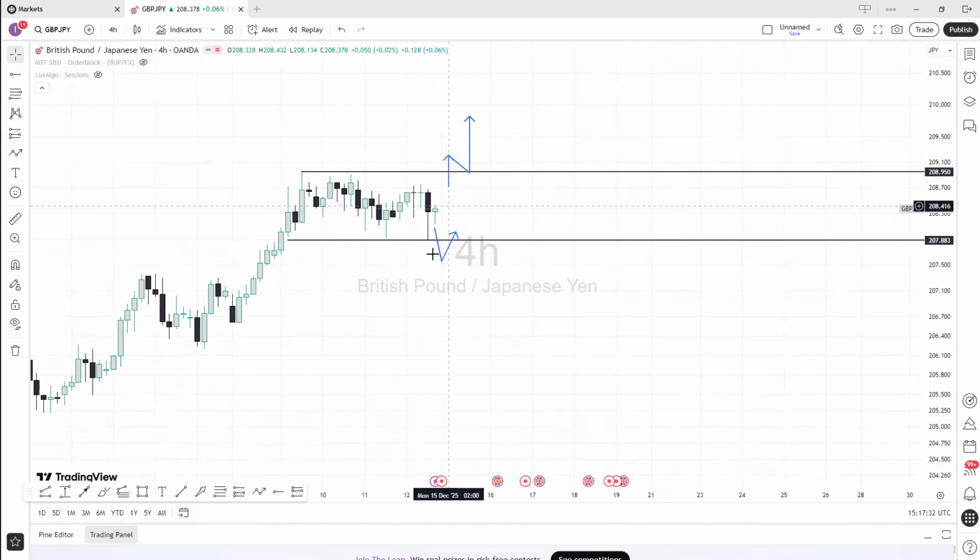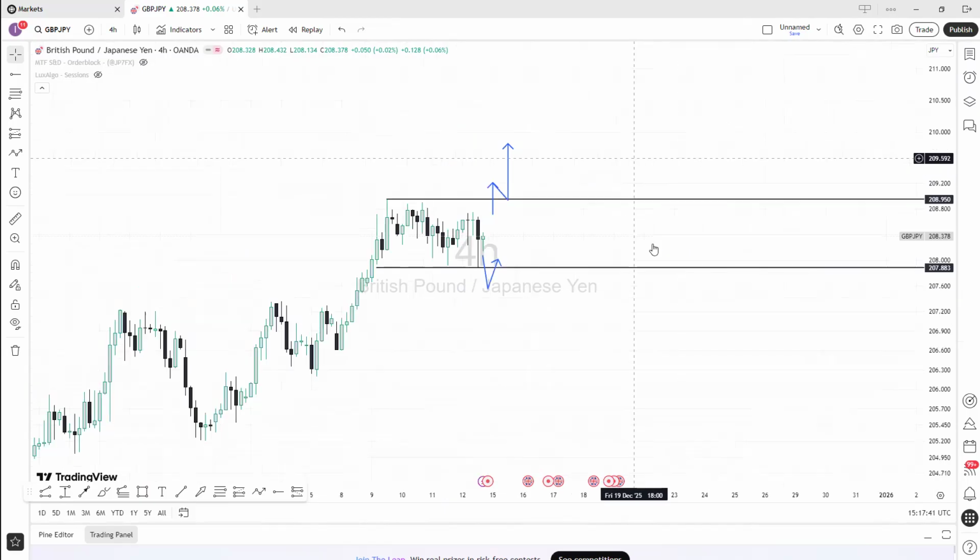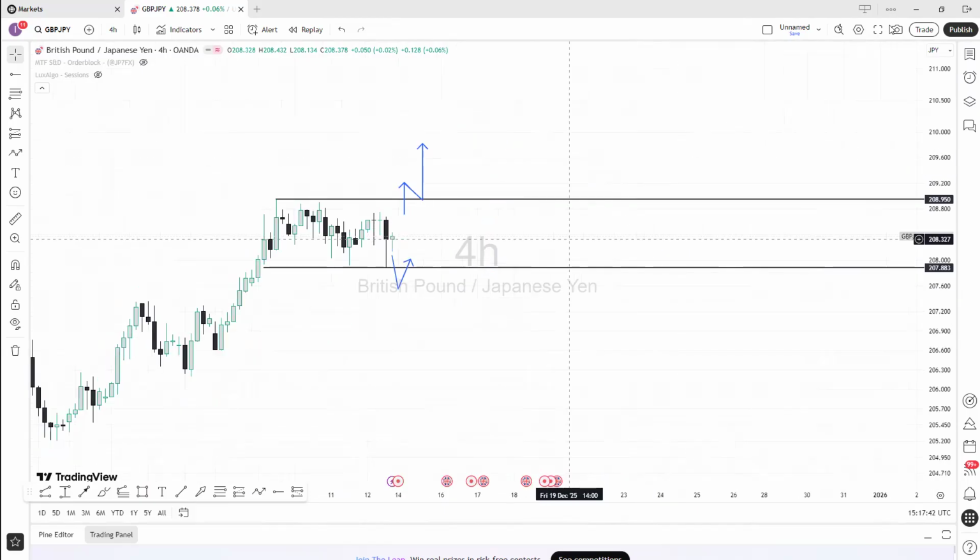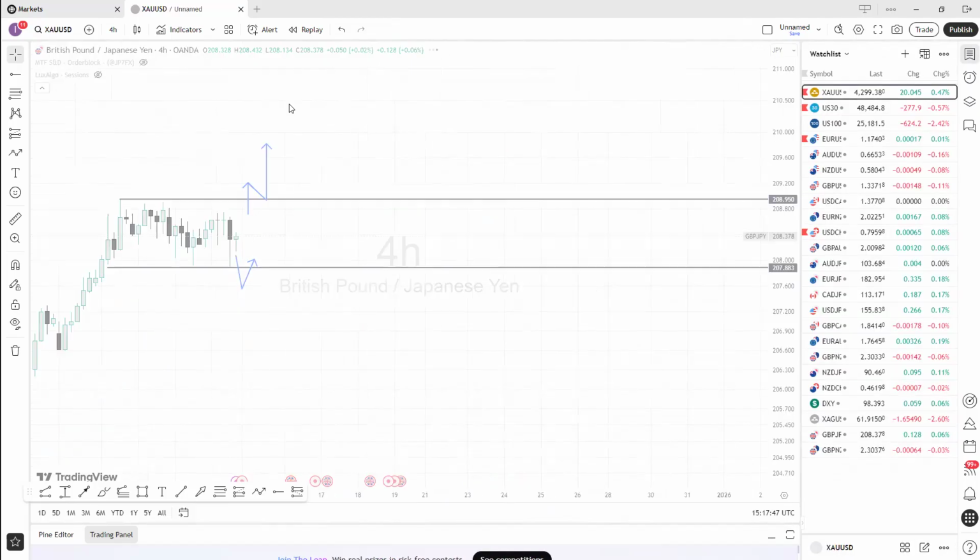So if it will sweep the previous low, wait for a reversal pattern for a buy. If it will break up, wait to test and then you can enter for a long position. Okay, that is it on GBP JPY. Let us see Goldie.